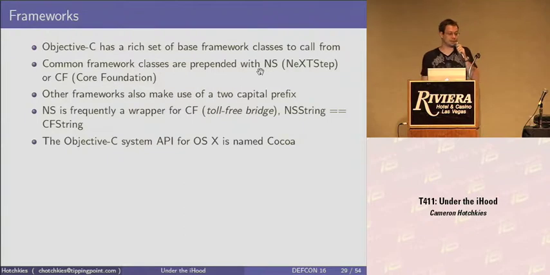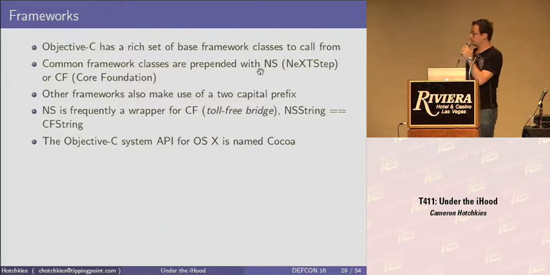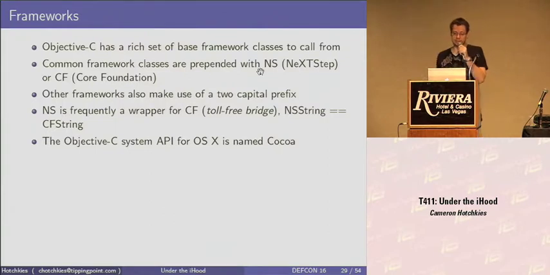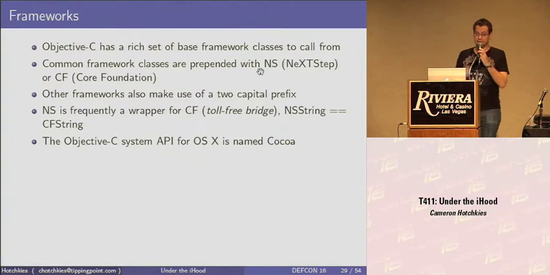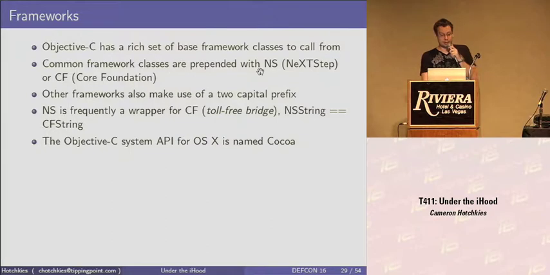Now, Objective-C has a lot of framework classes to call from. It's like other managed languages like .NET or Java, where there's a whole huge set of frameworks that are all built together. The common framework classes all have NS or CF prepended. NS is actually the Objective-C stuff, and CF might be derived from some of the other Carbon, like C++ stuff. But pretty much it's standardized that every framework is going to have a 2 capital letter prefix.